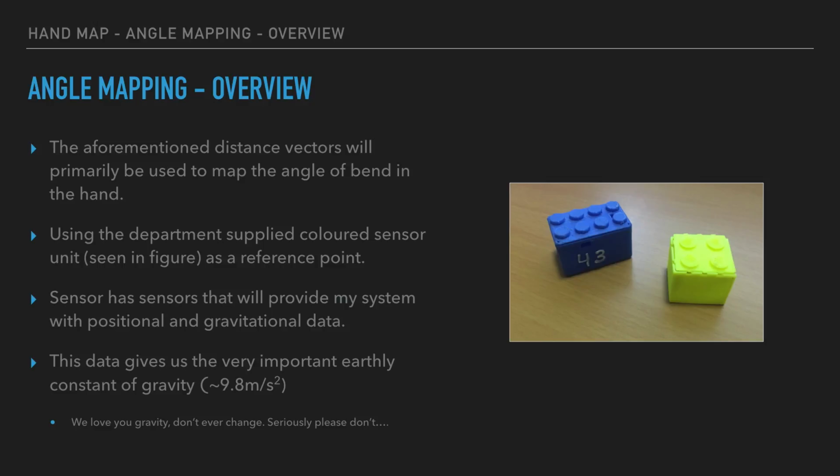The aforementioned distance vectors will primarily be used to map angles in the bend of the hand. I'm using the department supplied coloured sensor cube as a reference point. The cube has sensors that provide my system with positional and gravitational data. This data will give me a very important earthly constant of gravity, or 9.8 meters per second squared. We love you, gravity. Don't ever change.